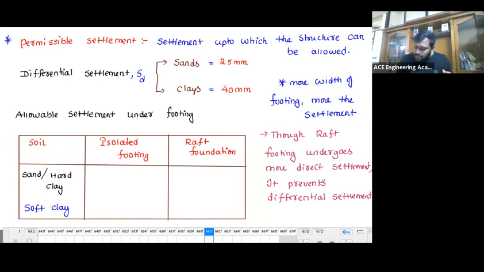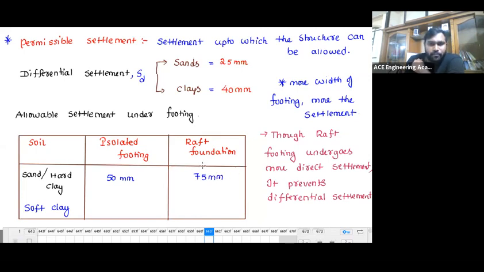Now with this concept, can you tell me in which case the permissible value is going to be more? Obviously, raft undergoes more direct settlement, so the permissible value should be more for the raft. If this is going to be 50 mm, in the case of the raft, you can allow up to 75 mm also.